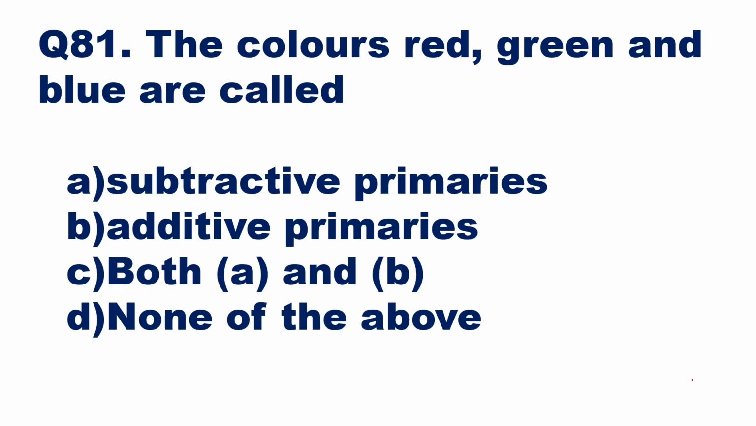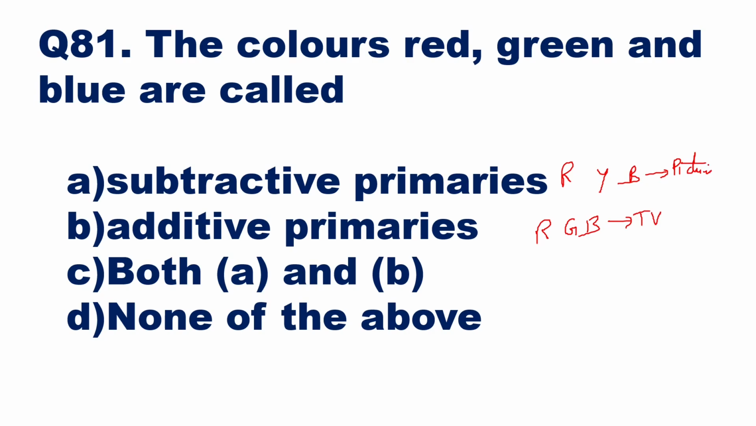These red, green and blue additive primaries are used for TV transmission. We can also have subtractive primaries, which are red, yellow and blue. In that, green is not there. Whereas for additive primaries, you'll have red, green and blue. So this is used for TV transmission and this is used for painting or pictures.